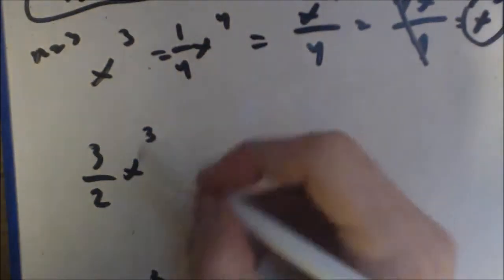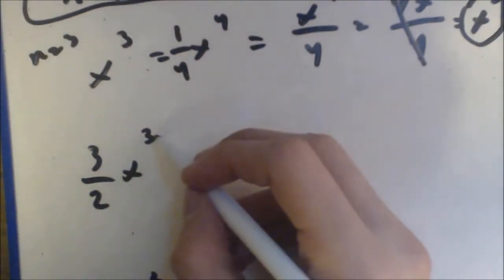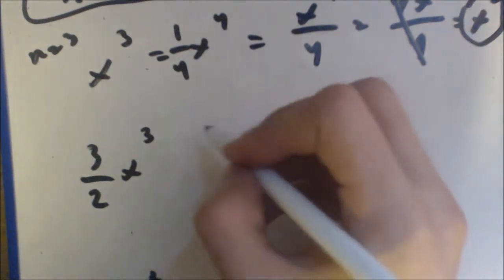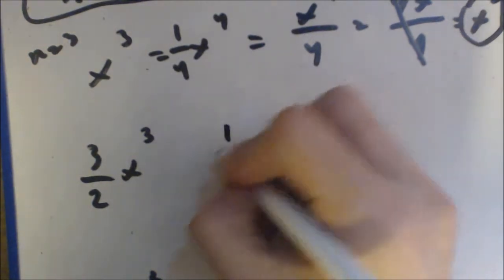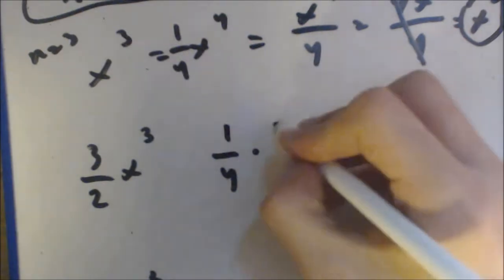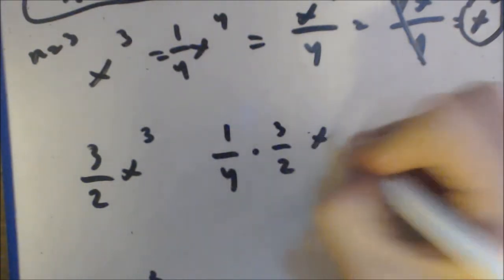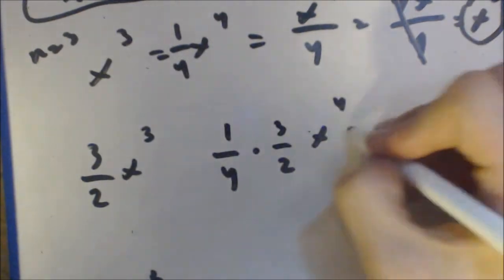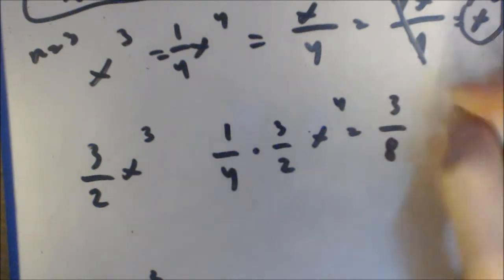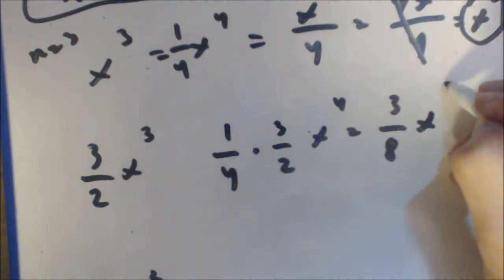Down here, we have 3 over 2 x to the third, so I add the 1 to the exponent, giving 4. So we're going to be multiplying 1 over 4 times 3 over 2 x to the fourth. So this is equal to 3 all over 8 times x to the fourth.